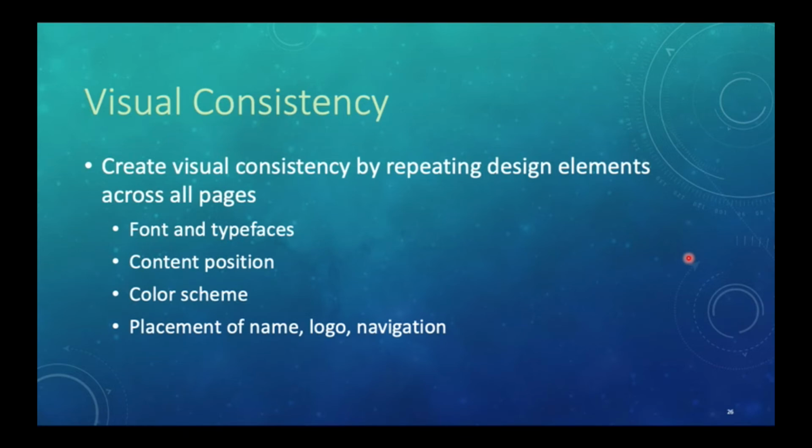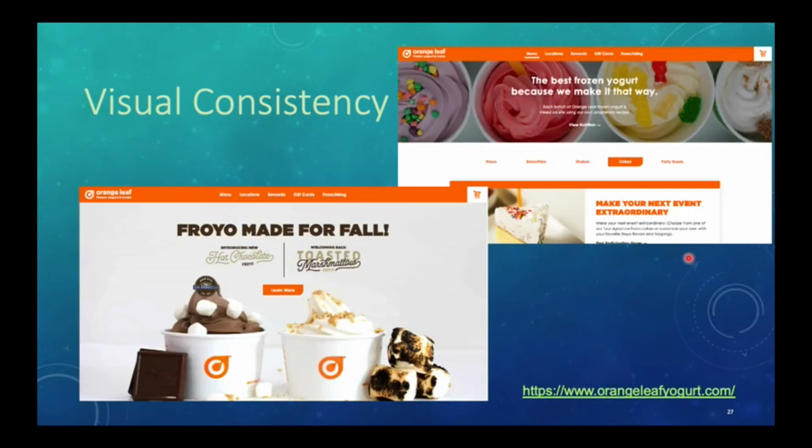The color scheme, obviously, you want to pick like 2 to 3 colors and then just constantly reuse those. And then, like I just mentioned, the placement of the name, logo, and the nav should be consistent as well. So here's a great example of visual consistency. Again, the nav bar on the home page for Orange Leaf versus the sub pages is the same. Color system is the same. The use of button tabs is the same. All really beautifully and well organized and very visually consistent.